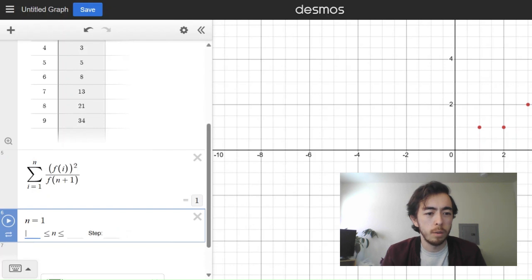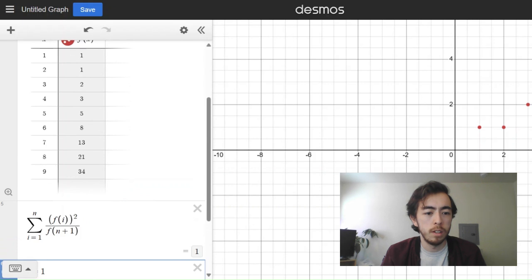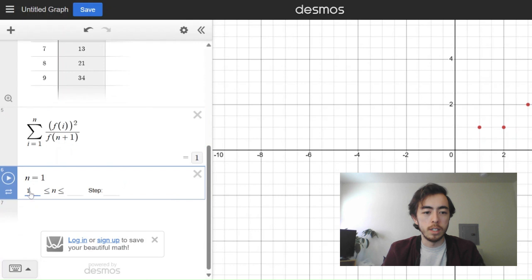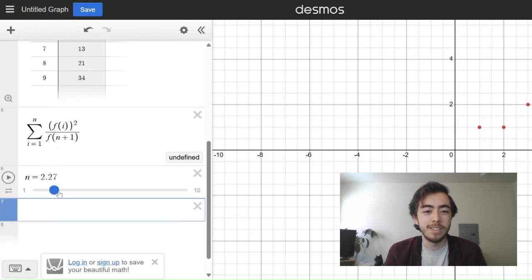Because then I would plug in f of 1 here and f of 2. I think that'd be fine. So let's see, n will range from 1 to 10. And this step just makes sure that I'll step up by whole numbers, because if you don't include that step, then you're going to have all of these decimals, and my sum isn't really defined for any of those decimal numbers.